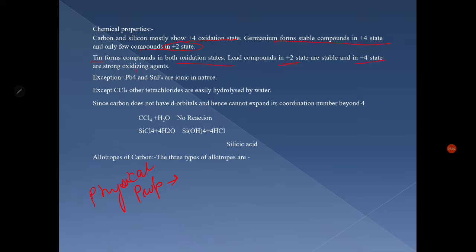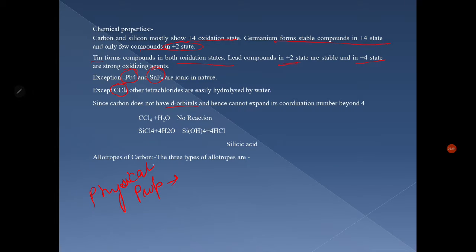There are exceptions: PbF4 and SnF4 are ionic in nature. Some exceptions are there: carbon tetrachloride, CCl4, is not hydrolyzed, but other tetrachlorides are easily hydrolyzed by water. Since carbon does not have d orbitals, it cannot expand its coordination number beyond 4.